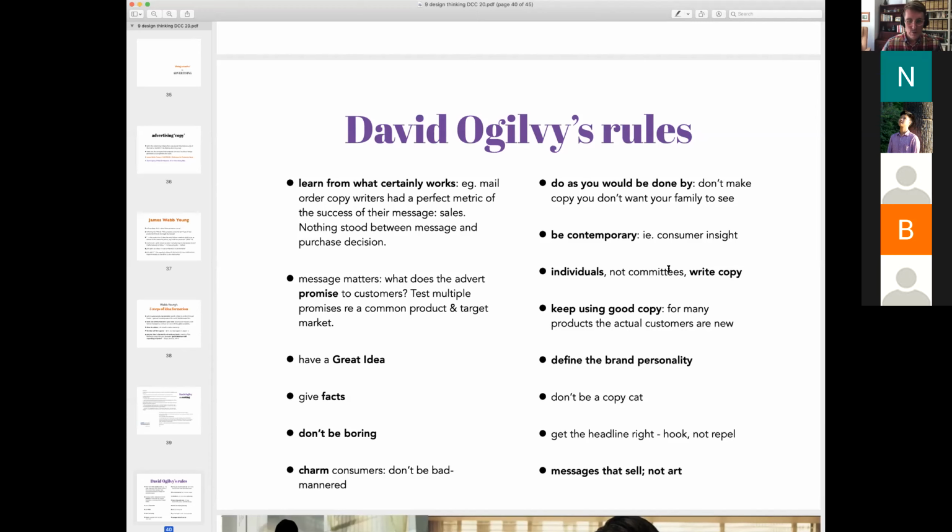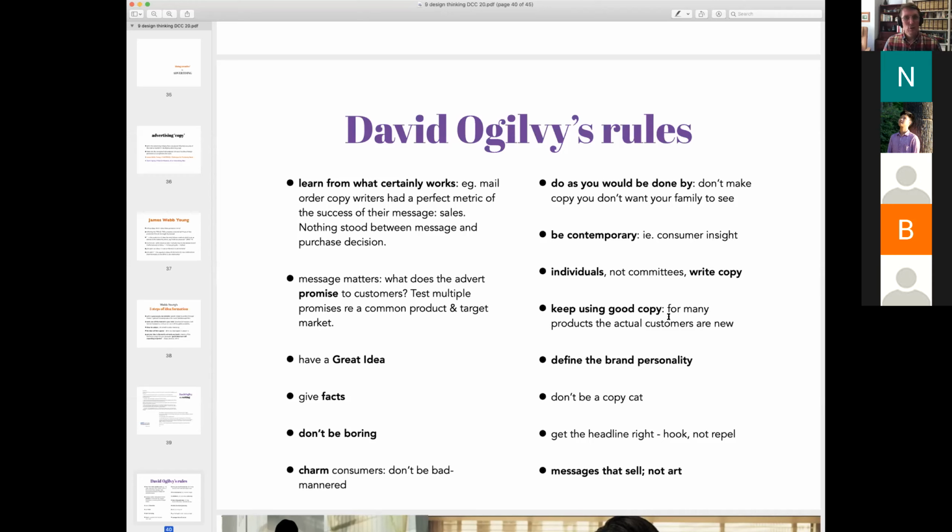David Ogilvy, in his very famous book, has a set of rules about what makes for good corporate communications, good advertising, good copy. Okay, he really emphasized have a great idea, learn from what certainly works, and a really significant thing that he kept emphasizing to his staff is if it works, keep using it. He would have loved Soda Kyoto Iko. It works. Don't mess with what works, okay? Keep using good copy.